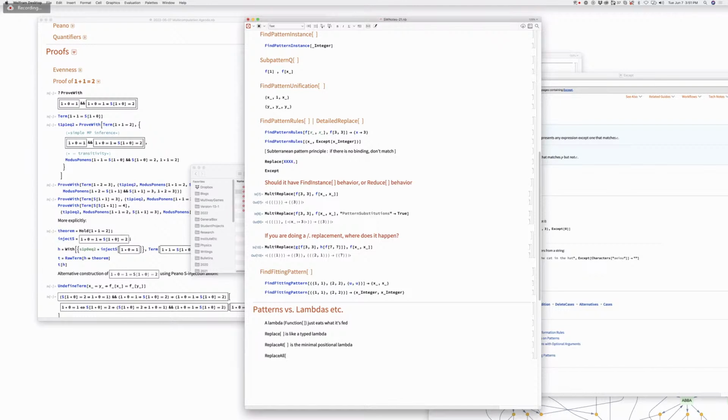Okay, replace all is like the multi-positional lambda. Is that right?